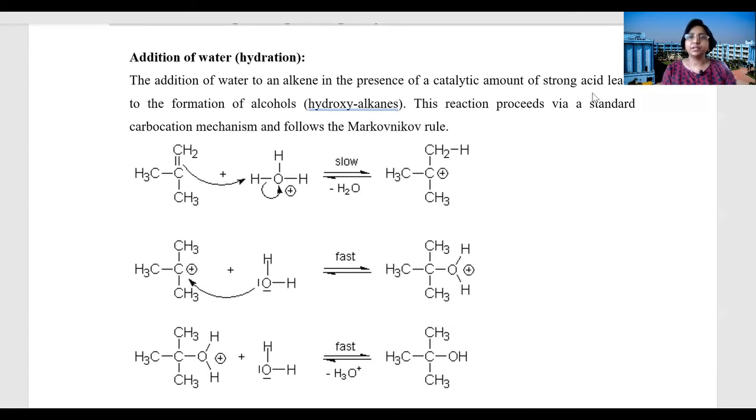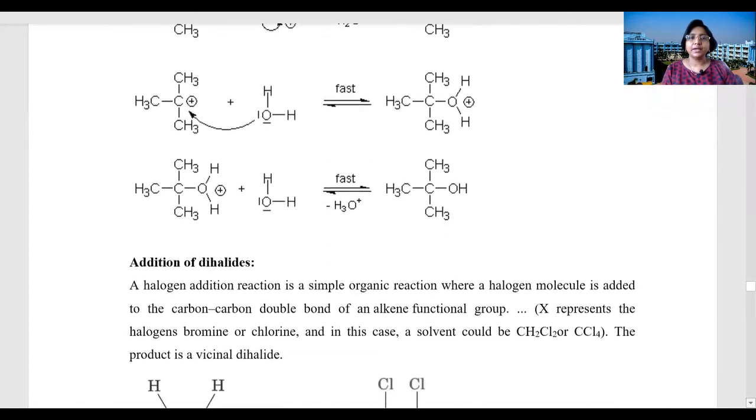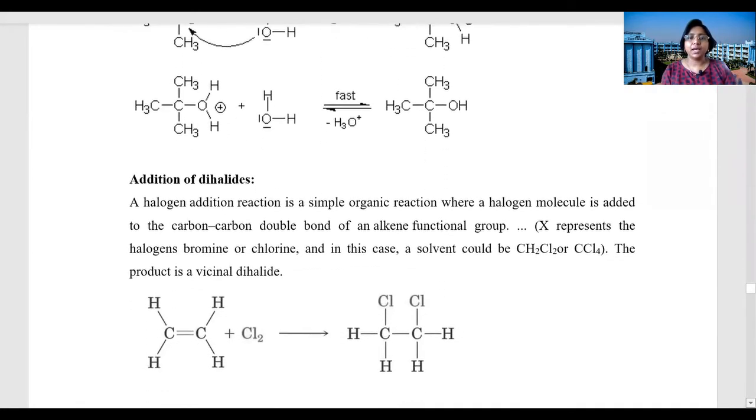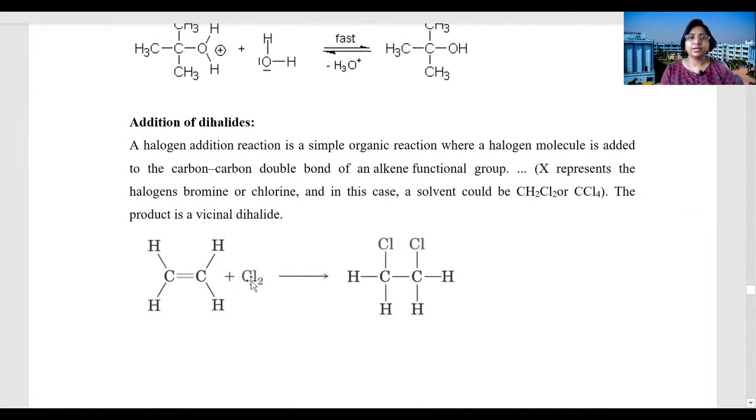So we can have more examples, like the addition of dihalide, that is chlorine. Here everything is symmetric. So the double bond will be broken and the chlorine will be added to it. Okay, this is the addition reaction.